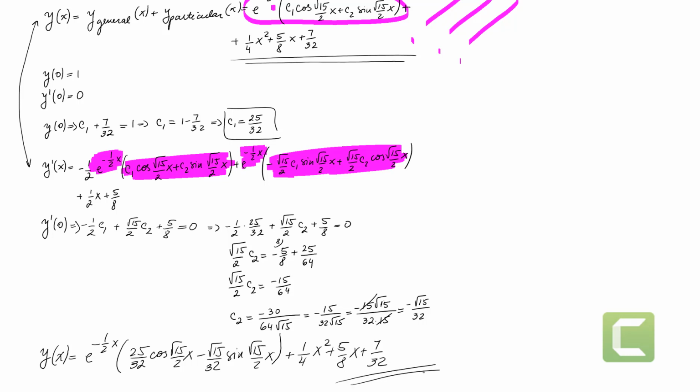So the main part of this problem was that when you have initial conditions, you replace them only in the final answer, where you have the general and particular solution, where you have the solution of the homogeneous equation and the particular one.